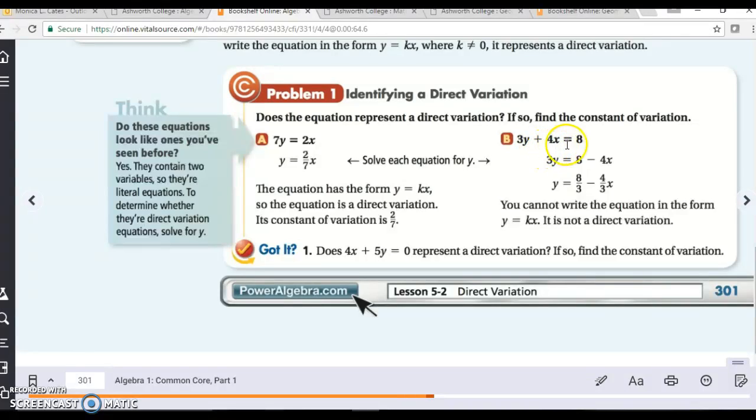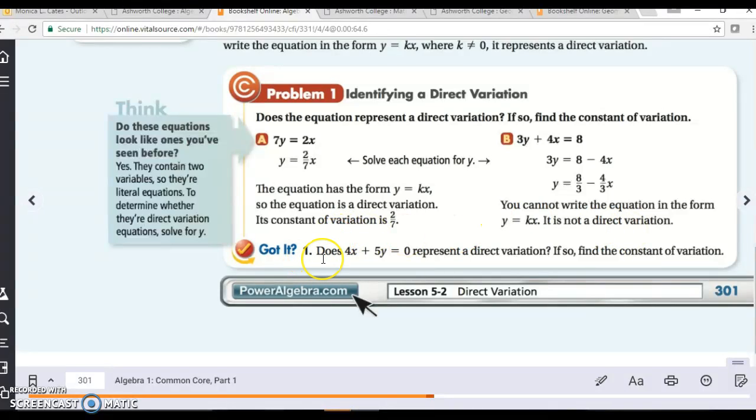So we're going to first subtract 4x from both sides and get 3y equals 8 minus 4x. Then we divide both sides by 3. And we get y equals 8 over 3 minus 4 over 3x. We can't write this one in the form of y equals kx because we have this 8 over 3. So it is not a direct variation.